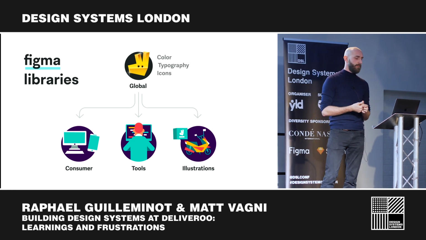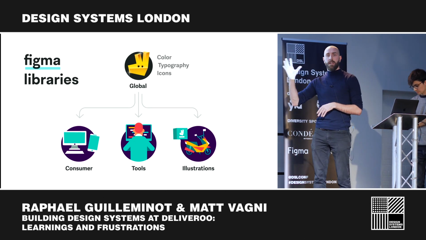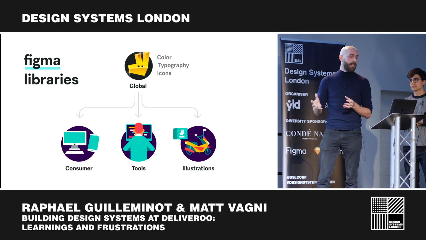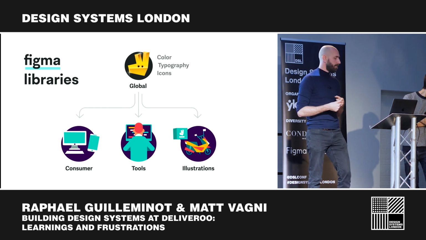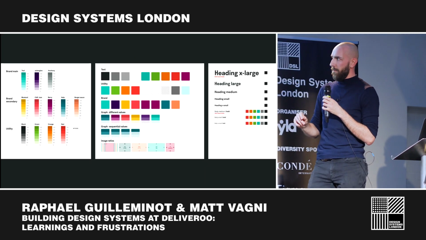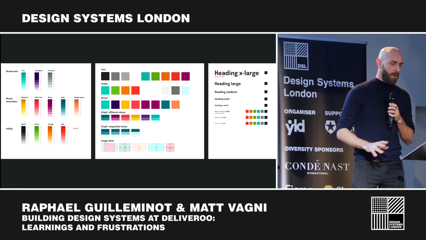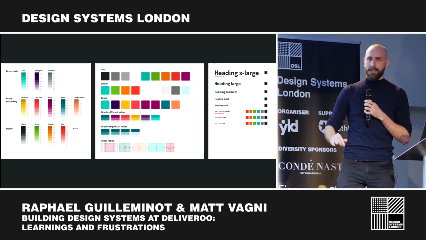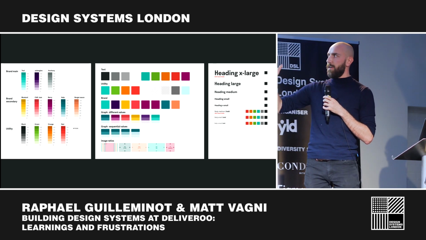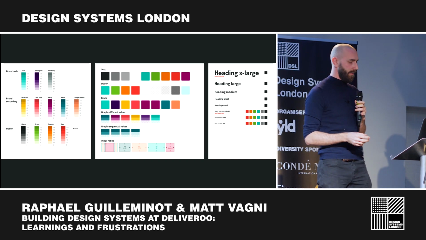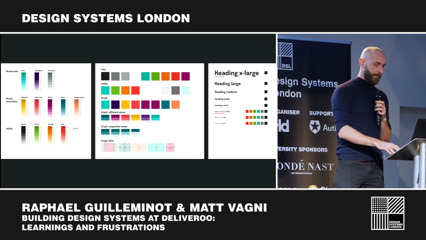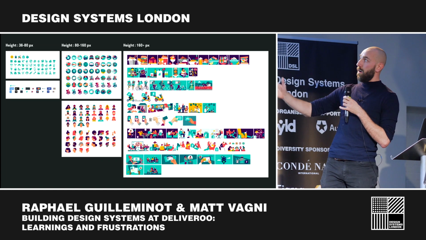As I said, consumer is one of them, tools is one of them. Illustrations is also one thing that we try to keep in our design systems because it's inheriting a lot of our tokens, so things like color. I'll go through this very quickly because we've all seen this stuff, right? So this is what our global library looks like. It holds all of our color variables and then breaks that down in how we actually use them in real life. Typography.